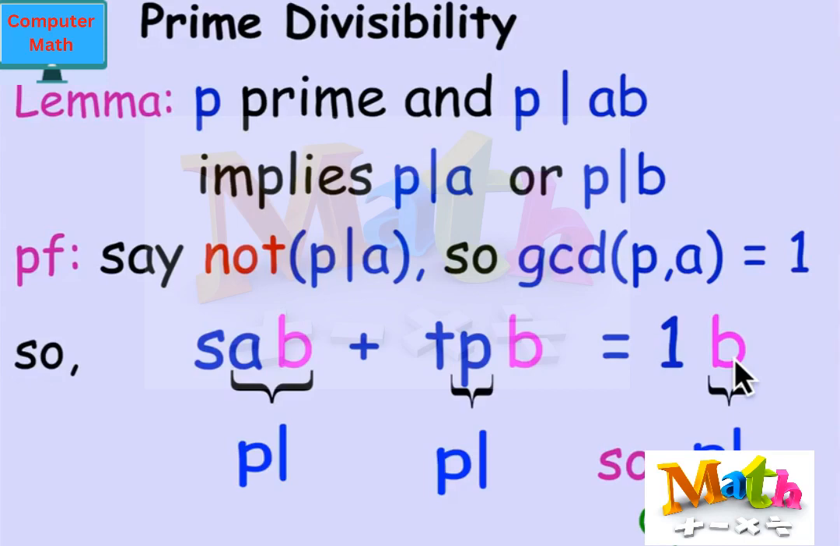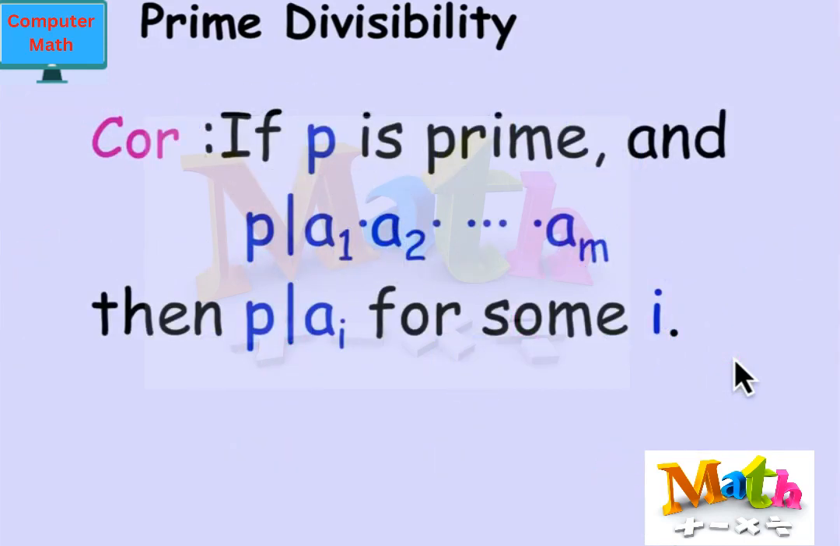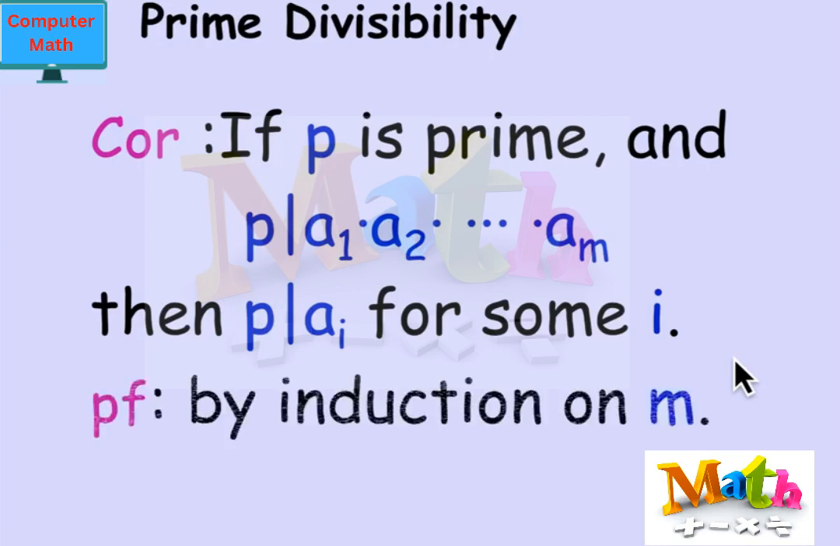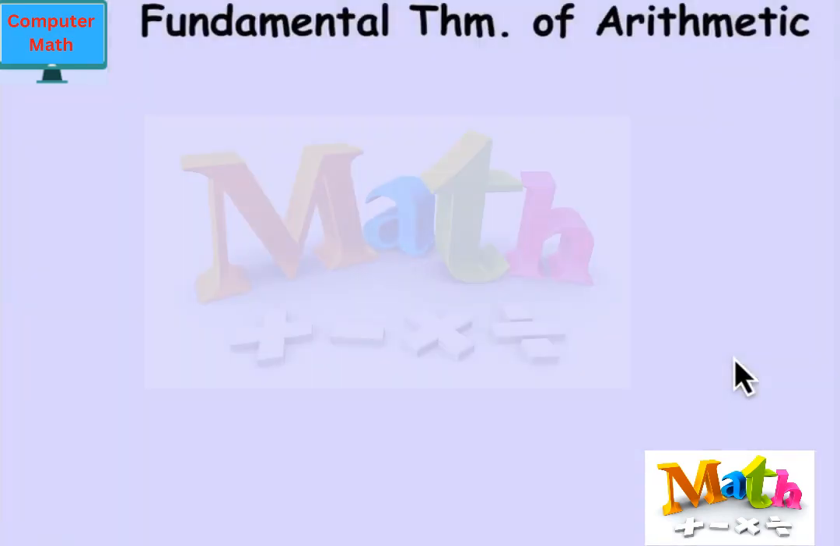Now this is the key technical lemma that we need to prove unique factorization. A corollary of this that I'm actually going to need is that if P divides a product of more than two things, it has to divide at least one of them. And this you could prove by induction, with the base case being that it works for m equals 2, but it's not very interesting, and we're going to take that for granted. If P divides a product of any size, it divides one of the components of the product.